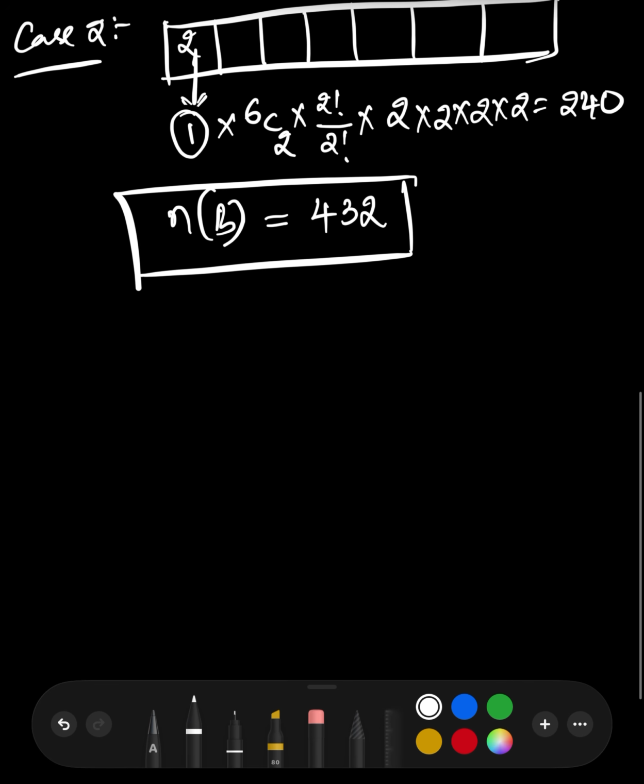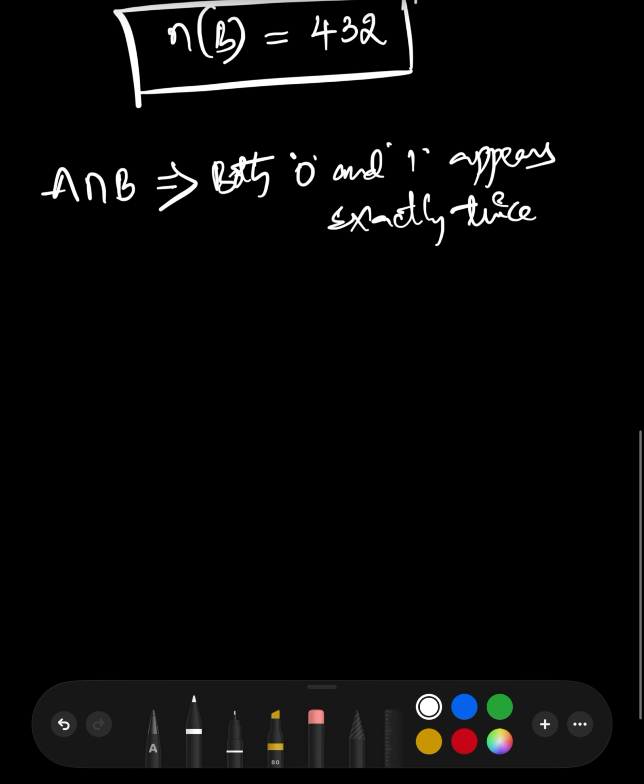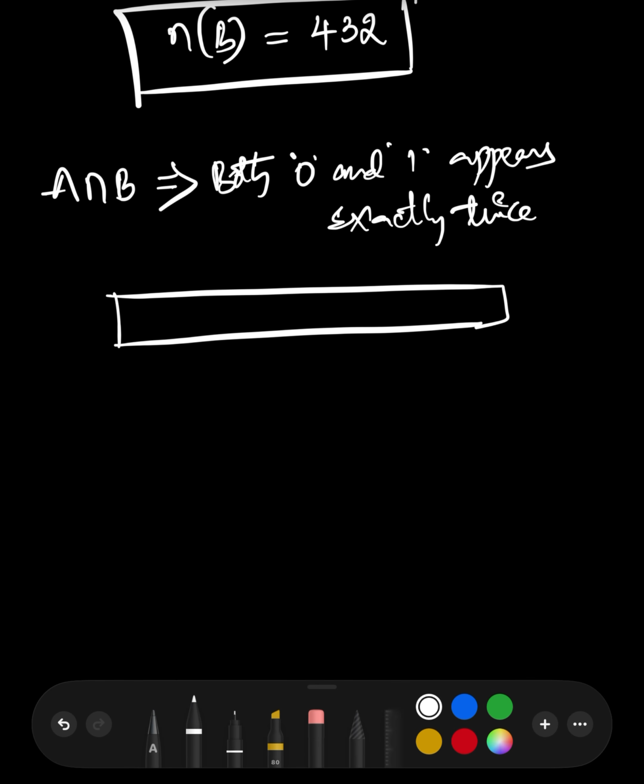So what I want to do is, I have another case, that is A intersection B, both 0 and 1 appear exactly twice. So this case we are going to find. So for this also I have again 2 cases. So let's come into this.